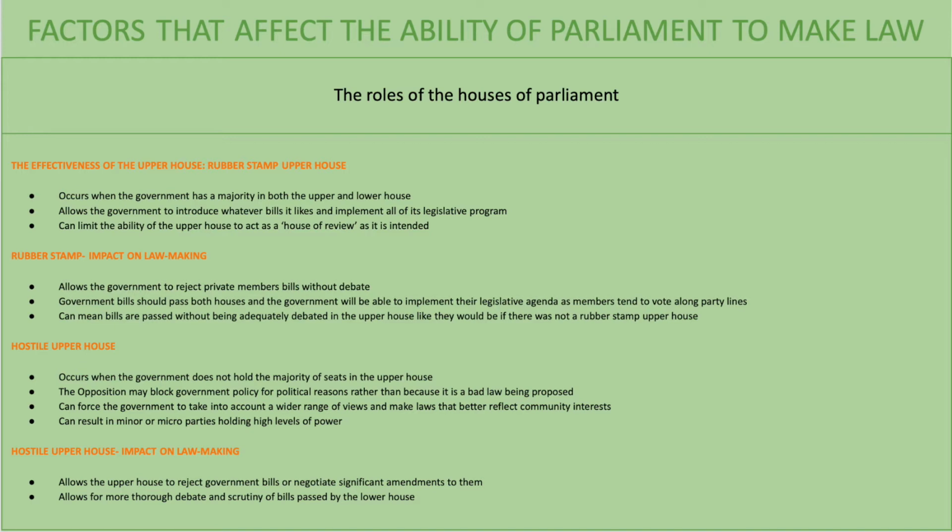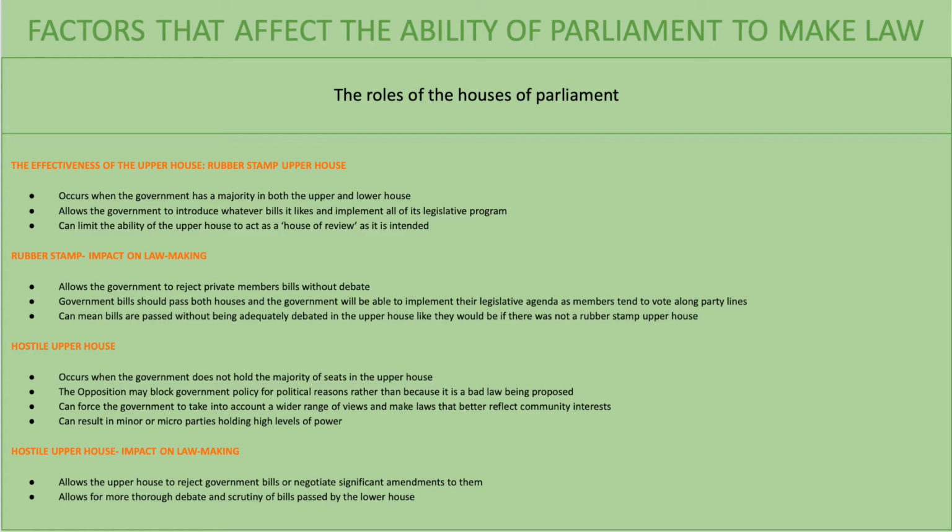It allows the government to reject private member bills without debate. Government bills should pass both houses and the government will be able to implement their legislative agenda as members tend to vote along party lines. And it can mean bills are passed without being adequately debated in the upper house like they would be if there was no rubber stamp upper house.